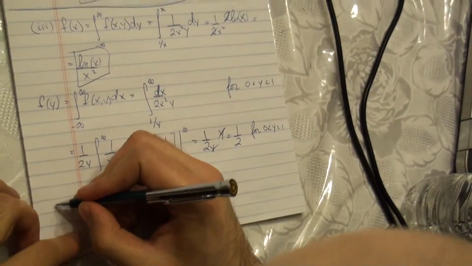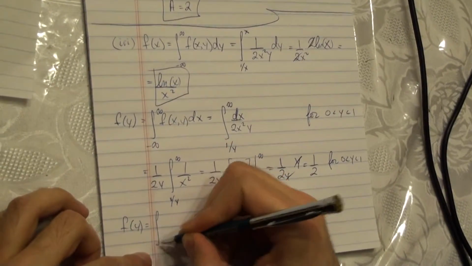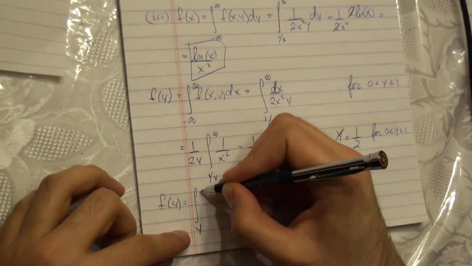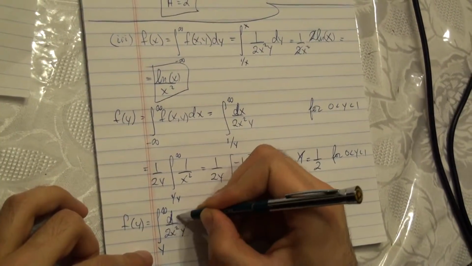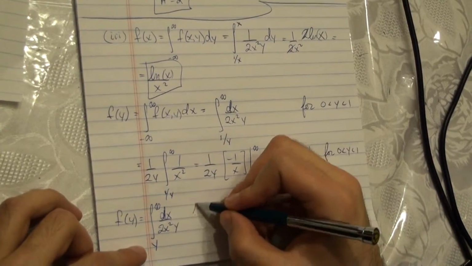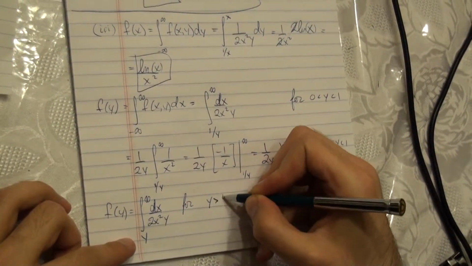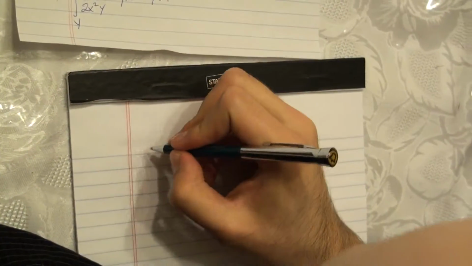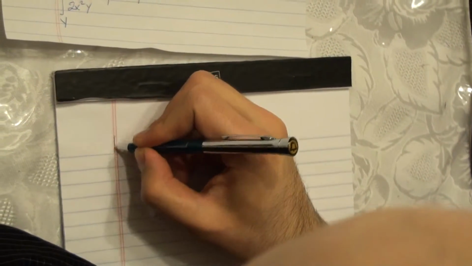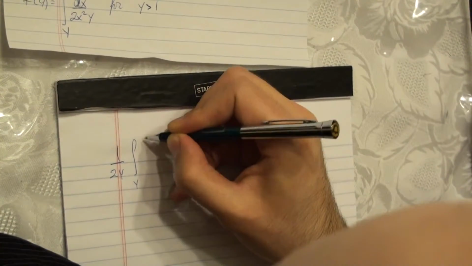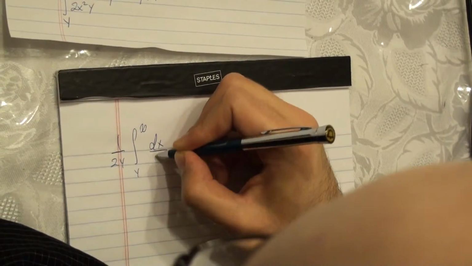So we go from y to infinity of 1 over 2x squared y dx, and this is for y greater than 1. So what does this become? We can take out the 1 over 2y. So we have 1 over 2y integral from y to infinity of dx over x squared.